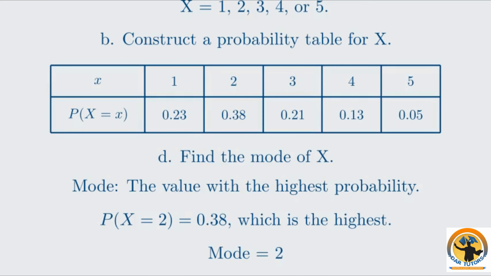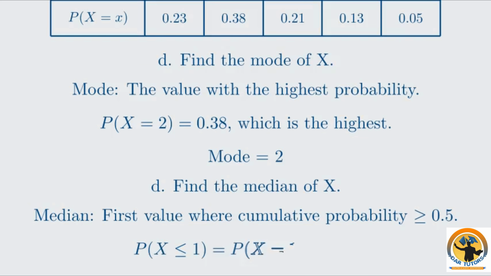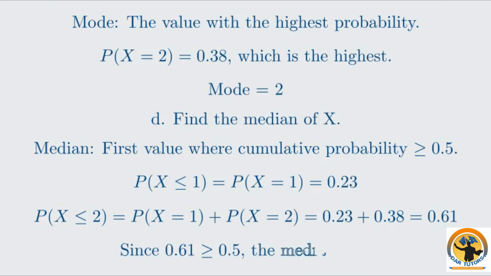Therefore, the mode is 2, meaning a customer is most likely to buy 2 magazines. For the median, we need to find the cumulative probability. Let's start from the left. The probability of buying 1 magazine is 0.23.